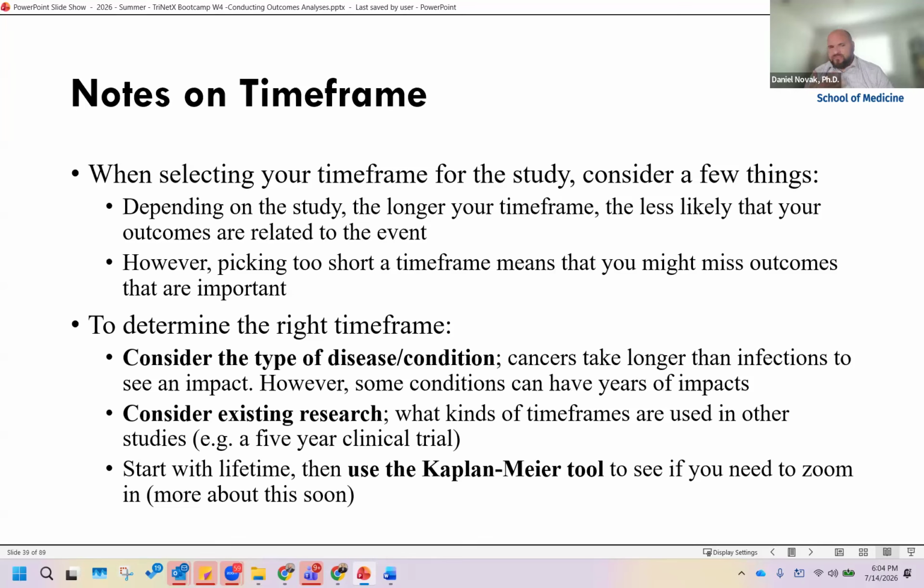I generally, though, depending on how you want to think about your study, start with lifetime and then use the Kaplan-Meier analysis that we're going to look at in a minute to see if you need to zoom in.